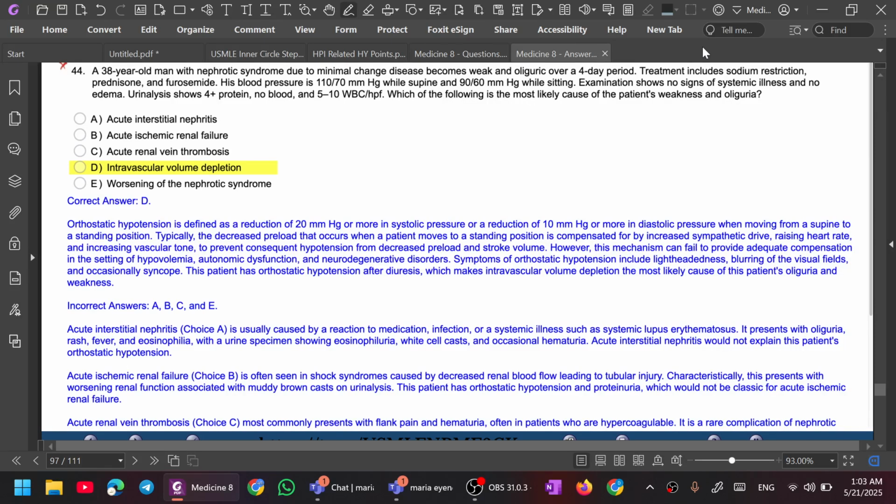After diuresis, who said that? Which makes intravascular volume depletion the most likely cause of this patient's oliguria. How do you know they had diuresis?